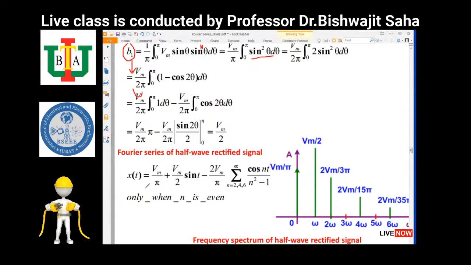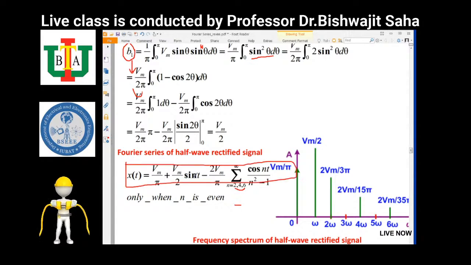That's why the Fourier series becomes Bm by pi plus Bm by 2 sine t minus 2 Bm by pi summation of 2, 4, 6. Why 2, 4, 6? Because the odd numbers are 0. That's why only even numbers, of cos nt divided by n square minus 1. This is the Fourier series for the half wave rectified signal, and based on this series, we have drawn this frequency spectrum.